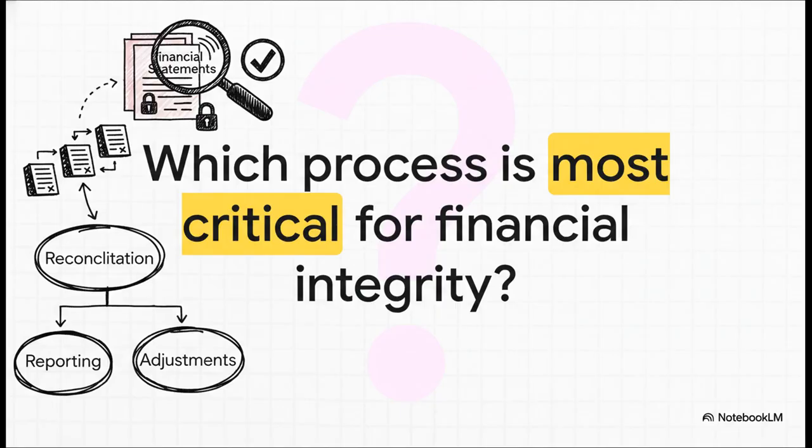And that brings us to the end of our procedural guide. We'll leave you with a final question to think about. Knowing how a single, small error can have such a huge, cascading impact, which of these processes, the bank reconciliation, the preliminary reporting, or the adjustments themselves, do you believe is the most critical to master to guarantee absolute financial integrity?